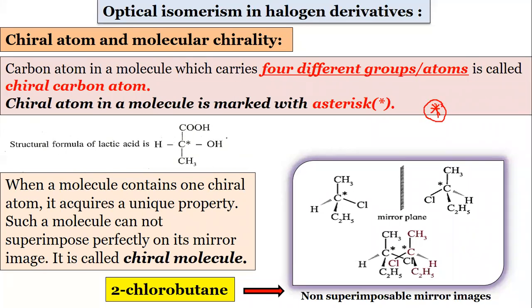So what is a chiral carbon? Remember, a carbon atom. First I will show with an example. This is the structure of lactic acid. This is the formula of lactic acid, CH3. I'm writing, please note down. This is CH3, C, and this is COOH, C double bond O, OH, or we can write COOH directly.